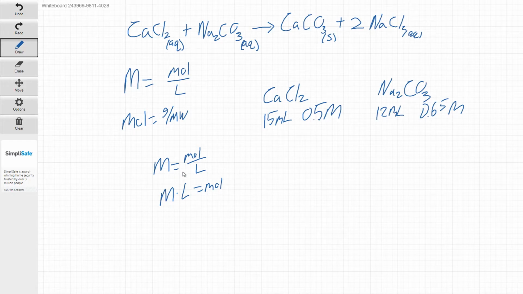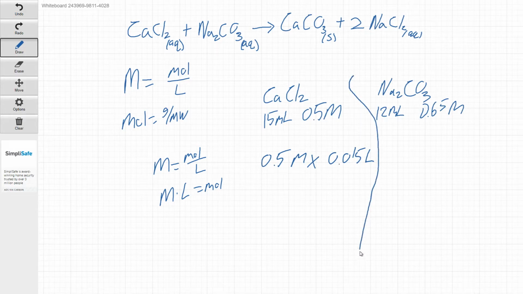Again, we're going to use this formula and solve for moles. The only other thing we have to do is convert these mL into liters, because this formula uses liters. So we move the decimal place 3 spots to the left. This is going to be 0.5 molar times 0.015 liters, and that's going to give me moles of calcium chloride.